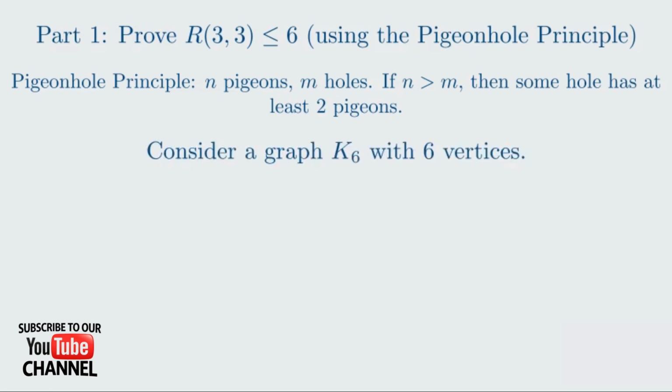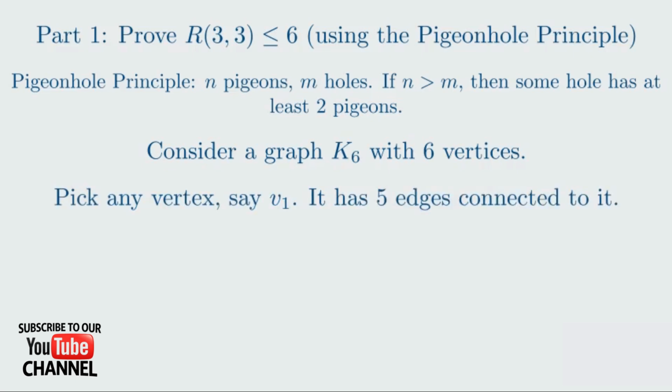Now, let's apply this. Consider a complete graph with 6 vertices. Let's call them V1, V2, V3, V4, V5, and V6. Pick any one of the vertices, say vertex V1. This vertex has 5 edges connecting it to the other 5 vertices. We are coloring each of these 5 edges either red or blue.